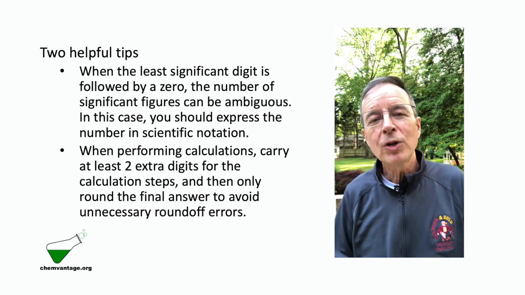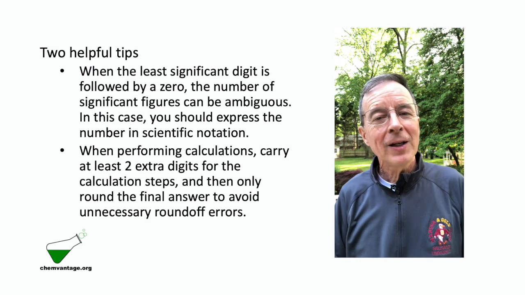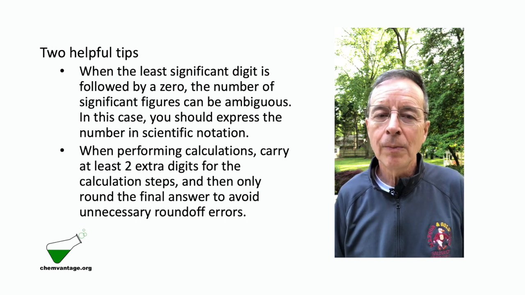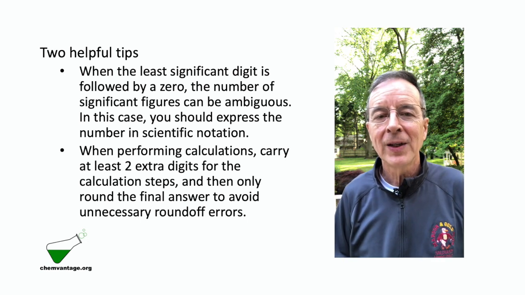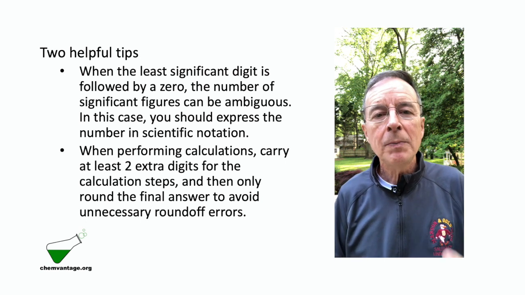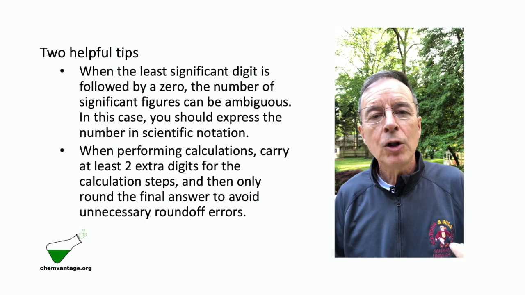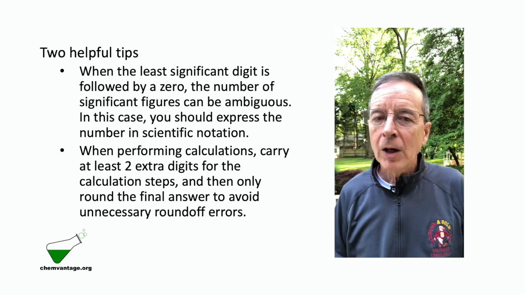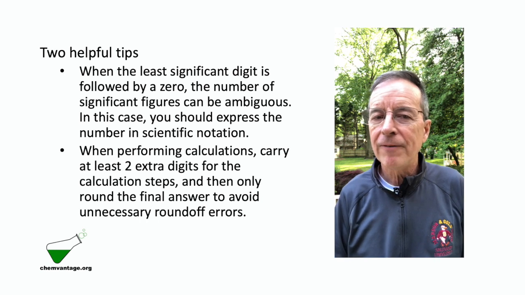Finally, here are 2 tips to help you. First, it sometimes happens that the least significant digit of a number is a 0 or might be followed by a 0. In this case, the number of significant figures is ambiguous. To be clear about the number of sig figs, you should convert the number to scientific notation. Also, avoid rounding your numbers until the very end.